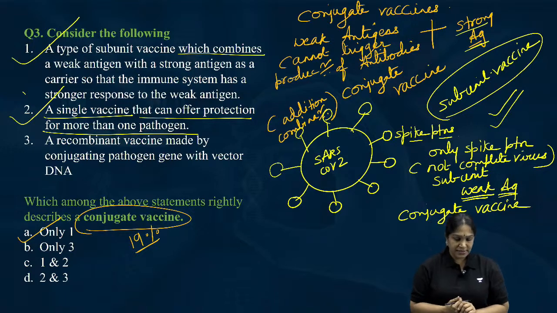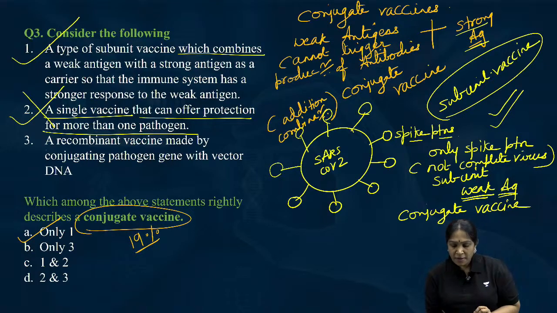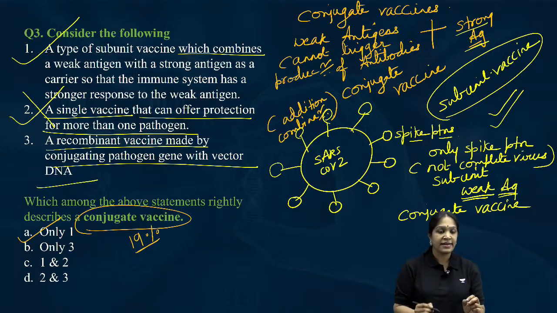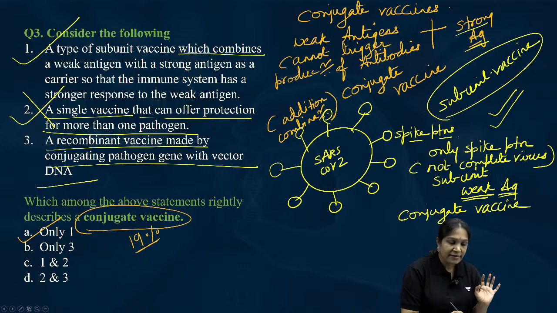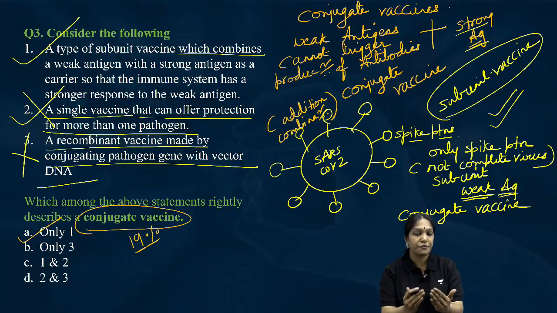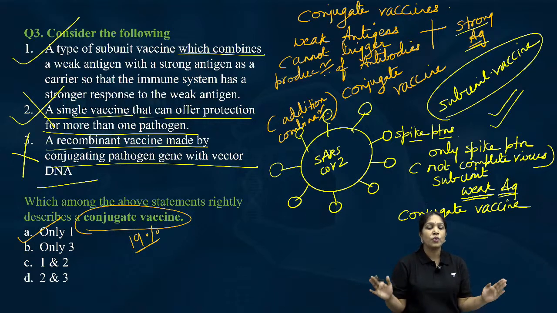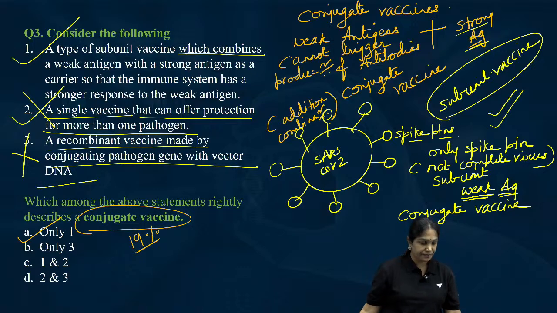Next. It is a recombinant vaccine made by conjugating the pathogen with the vector DNA. Now, this is also an irrelevant statement, only to confuse you. This has nothing to do with the conjugate vaccine. What about the strong antigen?